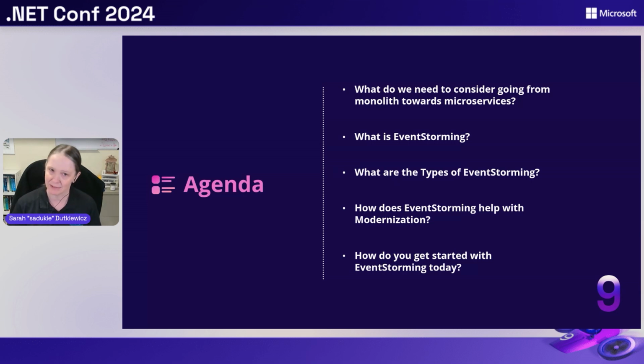But we're talking about legacy monoliths. We're talking about going towards microservices. So, going maybe to a modular monolith, or maybe all the way to microservices, or maybe how do we take that path there? Event storming is going to help you get there. We're going to talk about what is event storming, what are the types of event storming, how does event storming help with modernization, and how do you get started with event storming today?